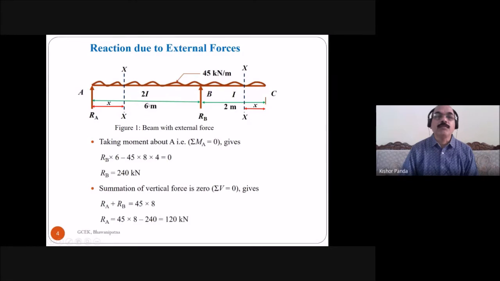Then find the moment at a distance x from the support A between A and B. What is the moment at the section? Similarly, find the moment between B and C at a distance x from the free end C. So first you find the moment here between A and B.